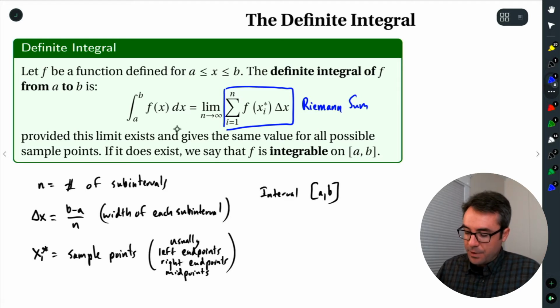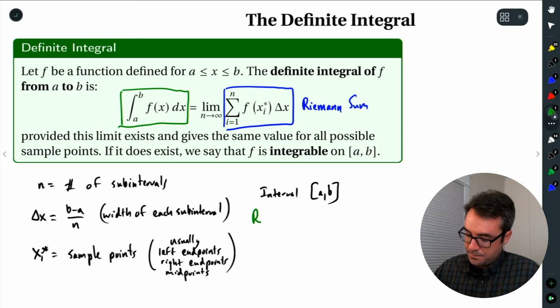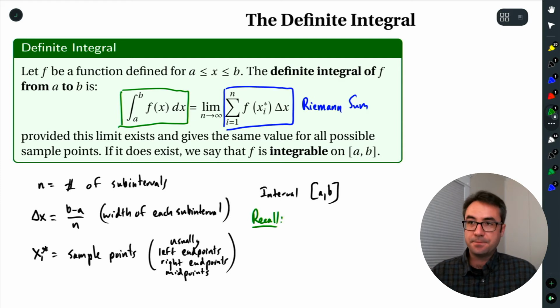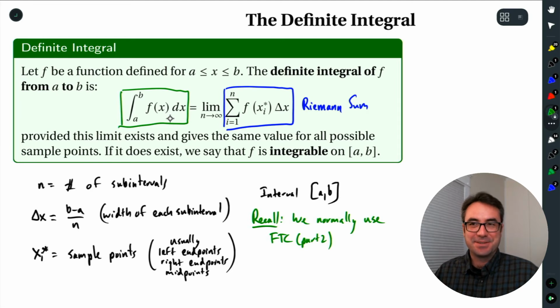But we want to note, we've actually already seen an easier way to calculate these. Just a little recall. We normally use the fundamental theorem of calculus, part 2, to calculate these definite integrals. Normally that's the way we do it.